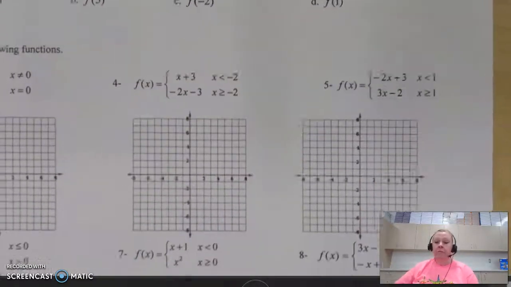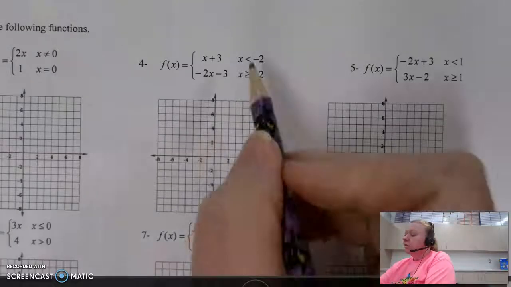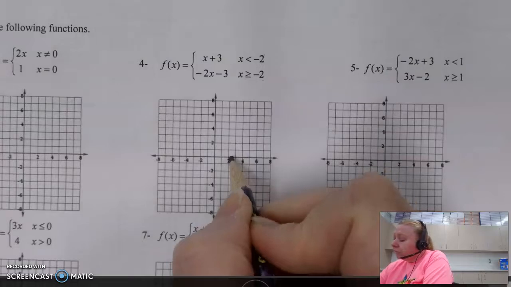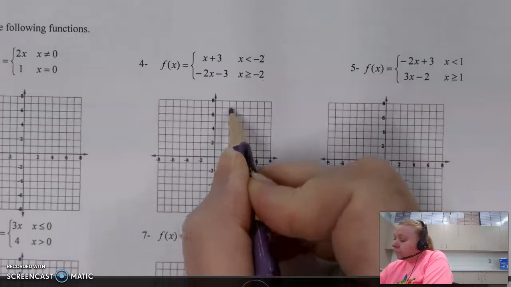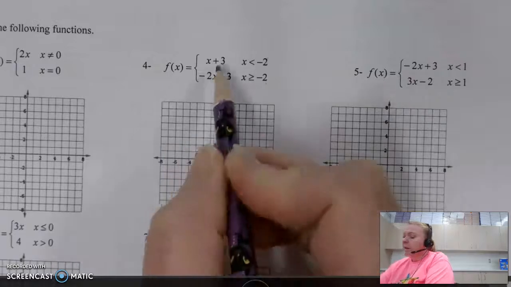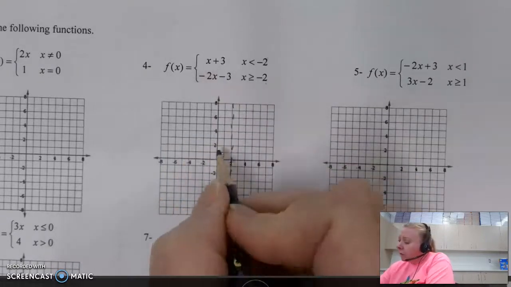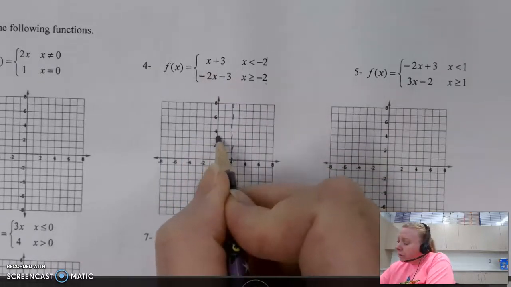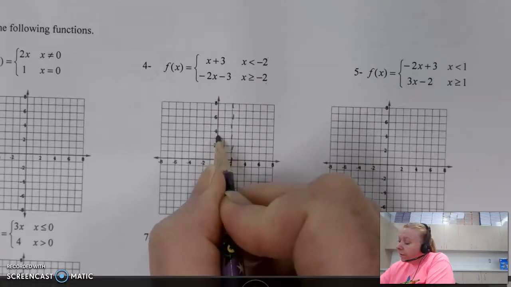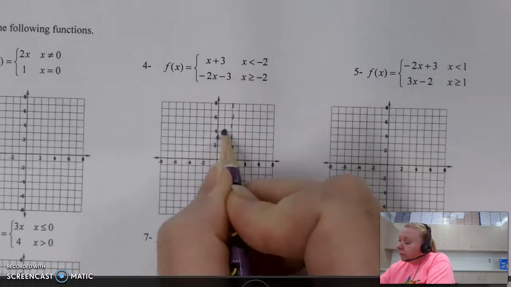Okay, now we're going to graph. I'm going to graph in pencil because I'm going to need to erase pieces of it, since it's a piecewise function. This says our special point is at 2. Now I'm going to graph. This is the form y equals mx plus b. So I go up to 3, and it's going to go up 1 over 1.